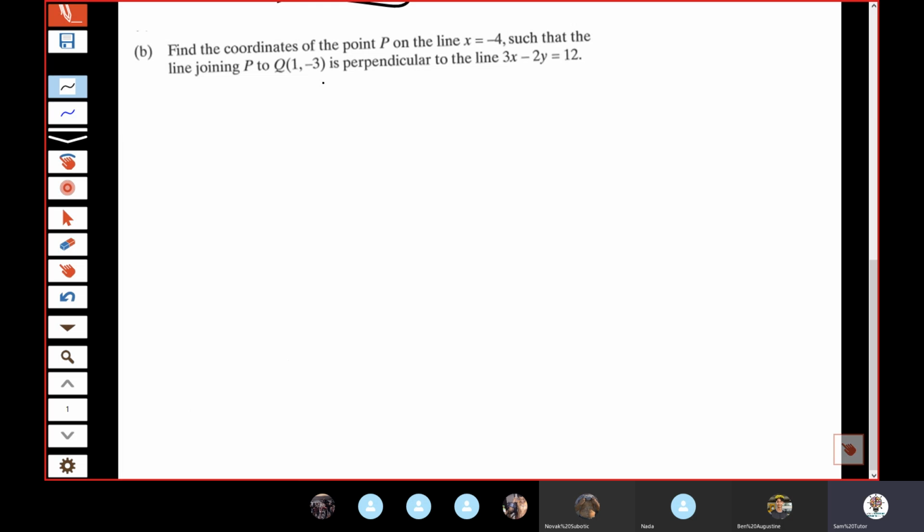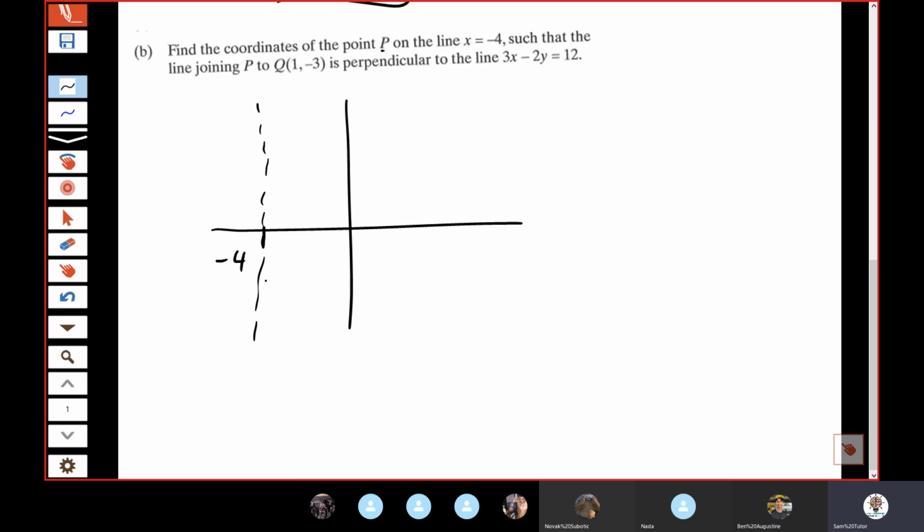Find the coordinates of the point P on the line x equals negative 4 such that the line joining P to Q is perpendicular. Okay, slow it down. Draw. There's negative 4. That's x equals negative 4, right? Find the coordinates of the point P on this line such that the line joining P to Q, 1 and negative 3, somewhere there, Q, is perpendicular to this line. All right, so P somewhere on this line such that it's perpendicular to this line.